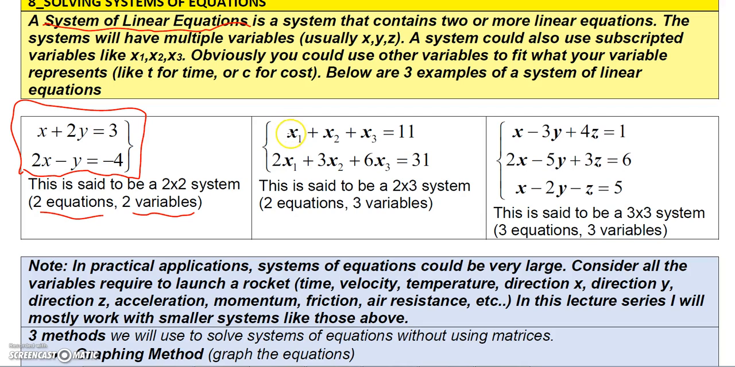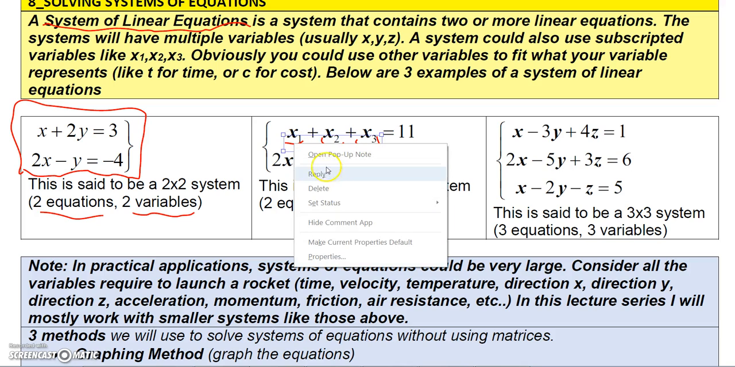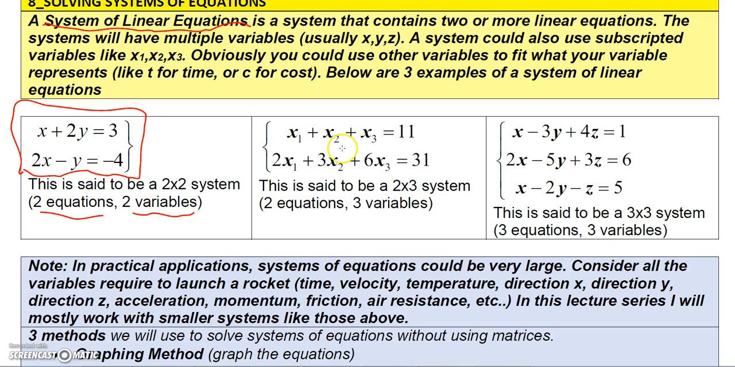Now, with this system here, sometimes it's more convenient to let your variables be subscripted variables like this. So let the variables be x1, x2, and x3. That way, if you have a large number of variables in a problem, you don't have to search for different letters. You can just let them be x1 through x whatever you need. Now, this system is a 2 by 3 system because you have 2 equations, but 3 variables. So 2 equations, 3 variables.